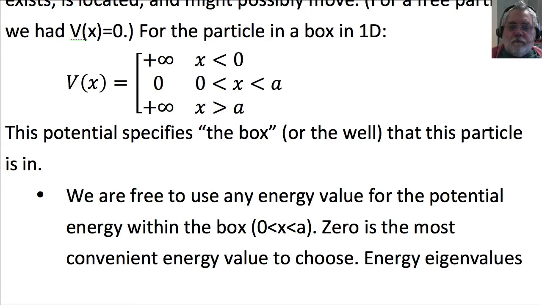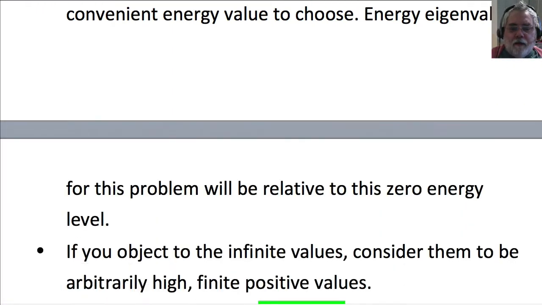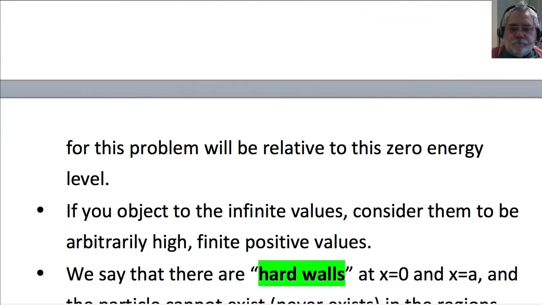Now, we are free to use any energy value for the potential energy within the box, the region 0 to a. 0 is the most convenient energy value to choose. Energy eigenvalues for this problem will be relative to this 0 energy level. If you object to the infinite values, consider them to be arbitrarily high, finite, positive values.